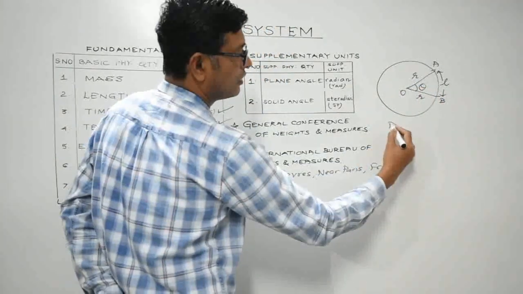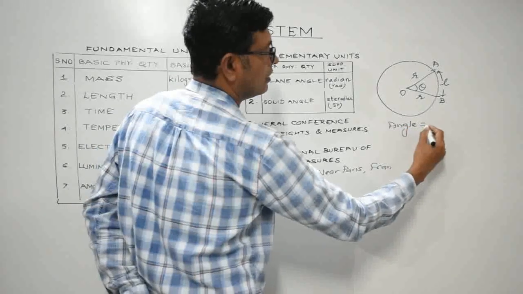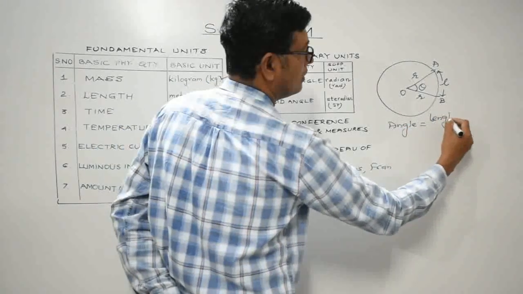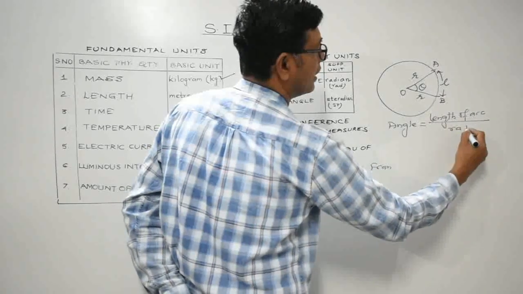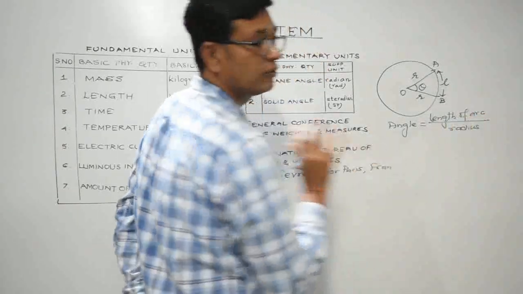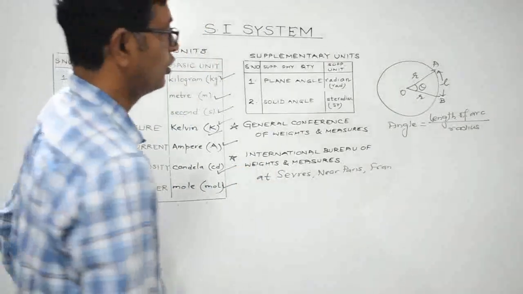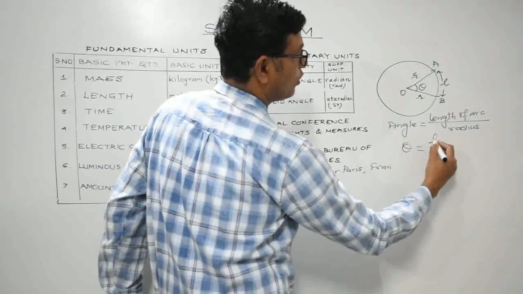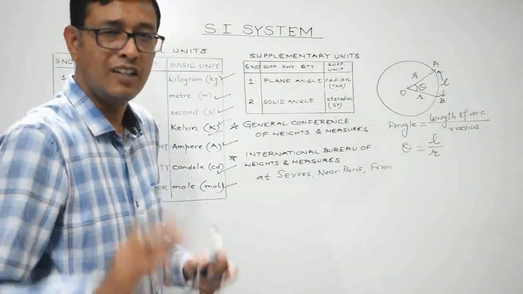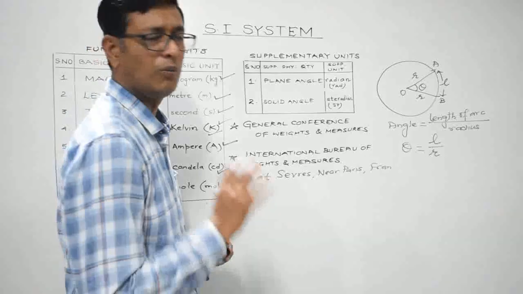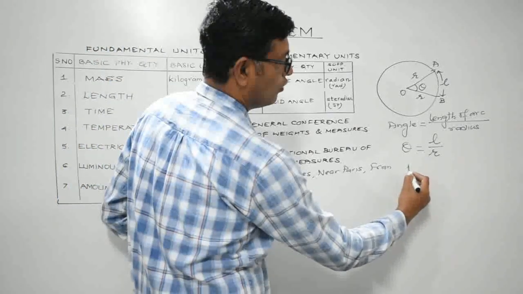We are aware of this formula, isn't it? Angle is equal to length of the arc divided by radius. We all are aware of this particular formula, right? So theta over here would be equal to L by R. Now look, we need to find 1 radian. Again, make use of your simple common sense.